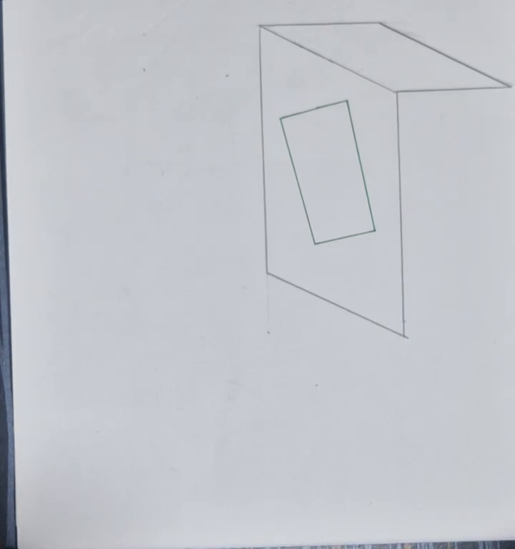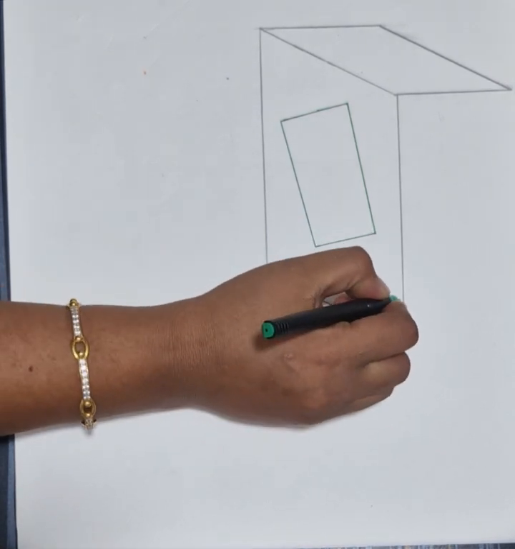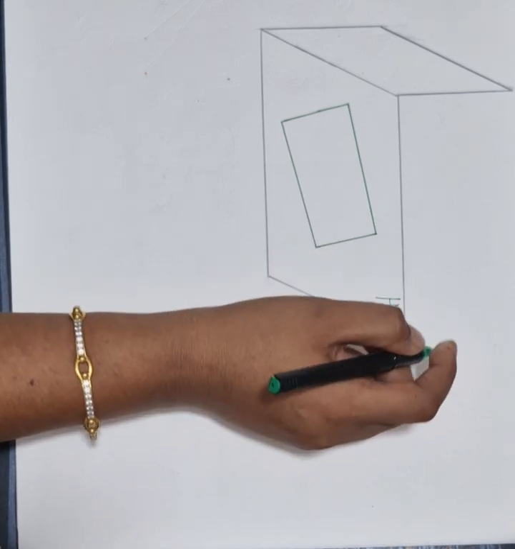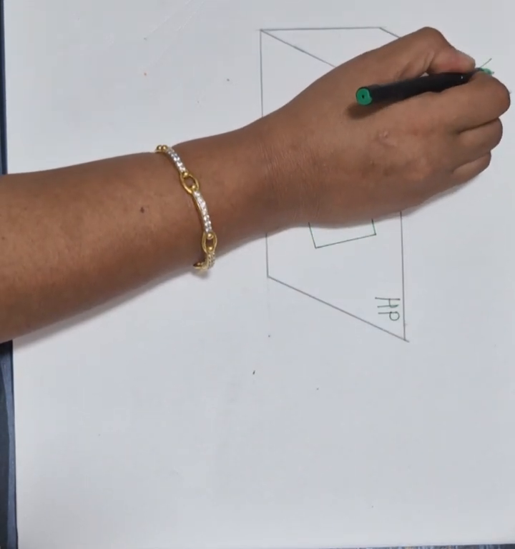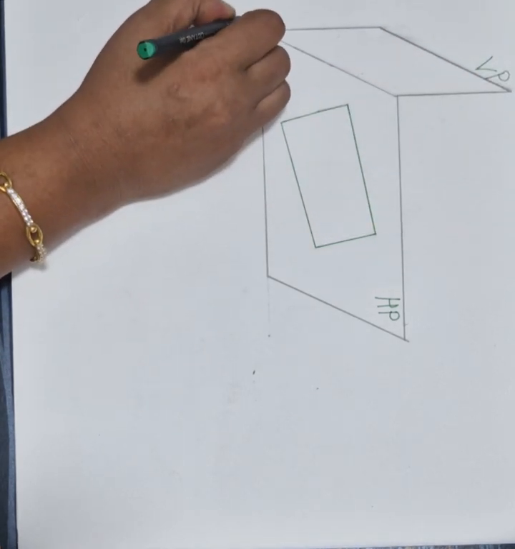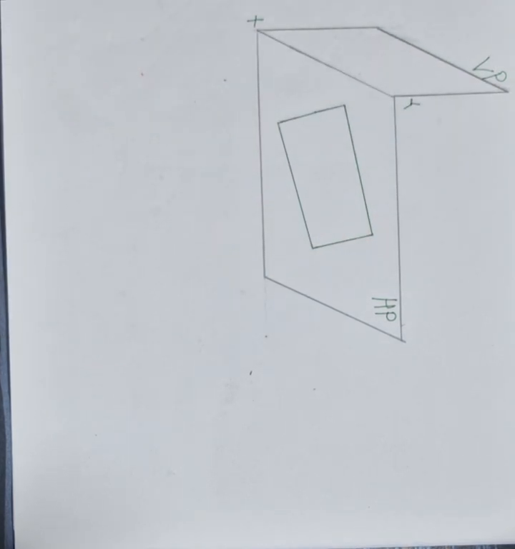Hello everyone, as we can see in the drawing, there is a first quadrant. Now this is the horizontal plane and this is the vertical plane. This line is the reference line.